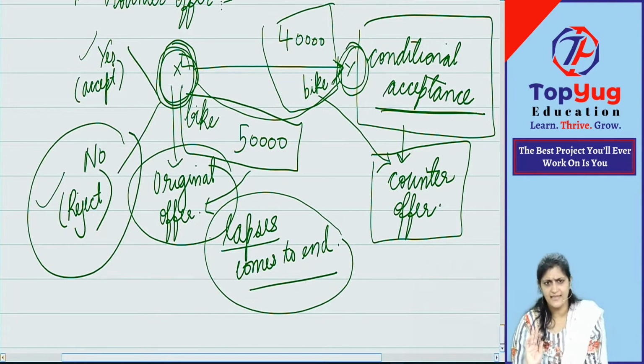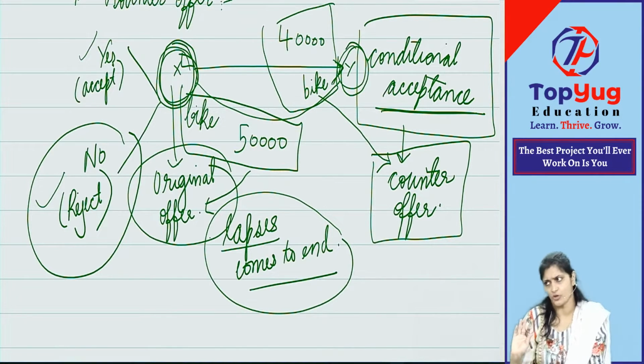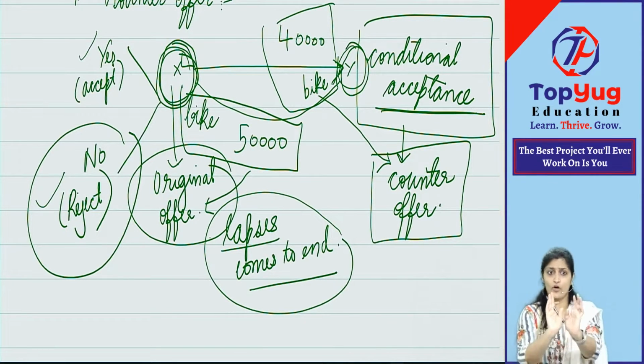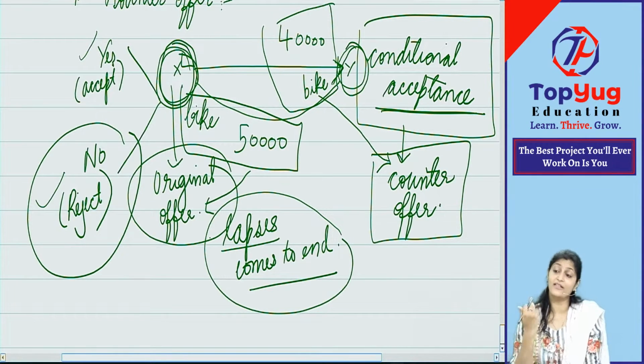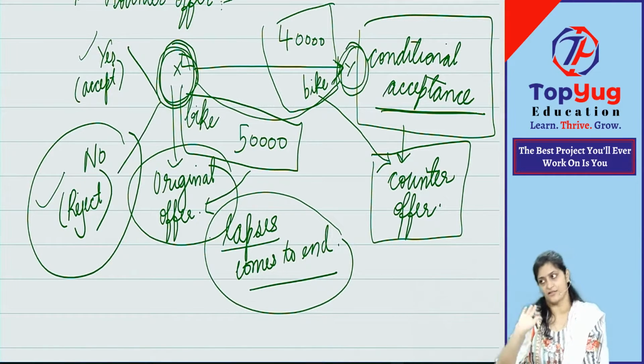He can say yes to 40,000 also. He can say yes to 50,000 also. Afterwards, if he's saying, okay, I will purchase at 50,000, to that also X can say yes. But everything is whose decision now? The person who made the original offer.